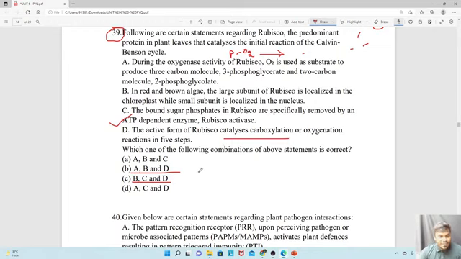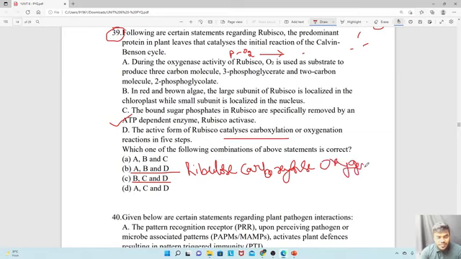The same line I have told you. What is the full form of Rubisco? The full form of Rubisco is ribulose 1,5 bisphosphate carboxylase and oxygenase. Which means Rubisco has the ability to fix carbon, and Rubisco also has the ability to fix oxygen.